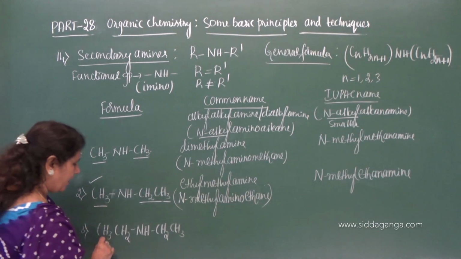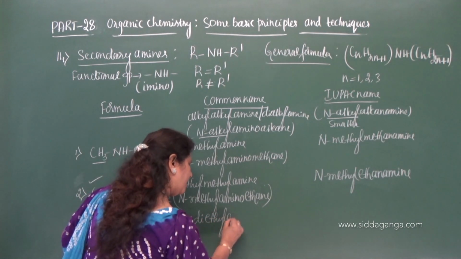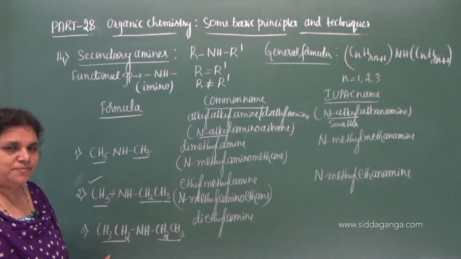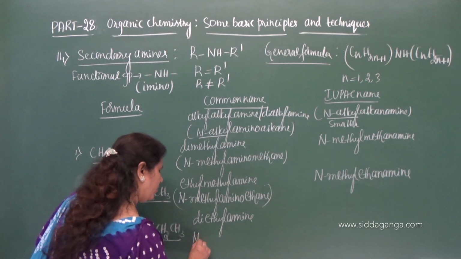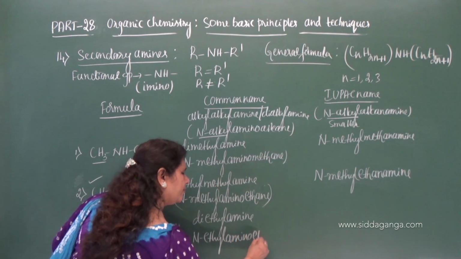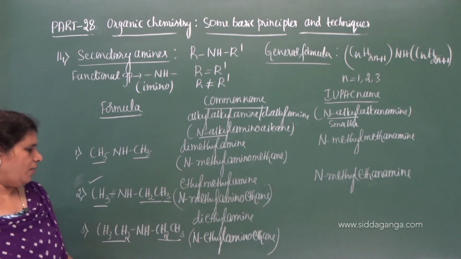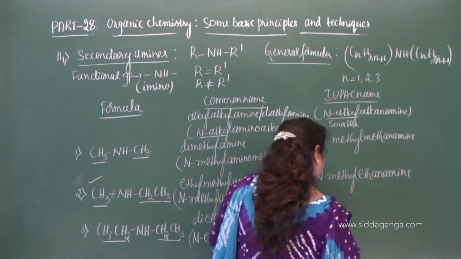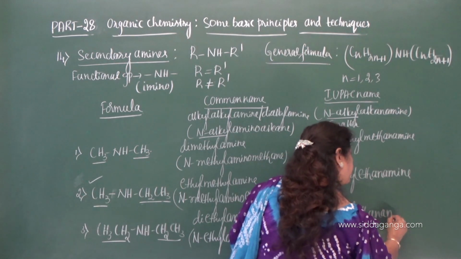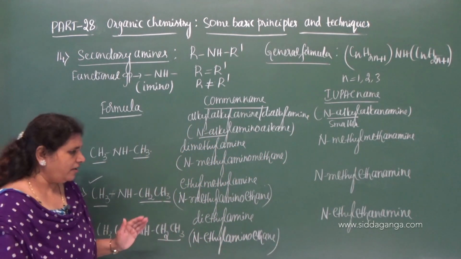What about this? Ethyl group, and here also an ethyl group. Therefore, diethylamine. Now, you consider one of the alkyl groups as a prefix. Since both are the same, you can take one group, that is N-ethyl aminoethane. Now, what is the IUPAC name? N-ethyl ethanamine. N-ethyl ethanamine is the IUPAC name. So, these are the 4 examples.